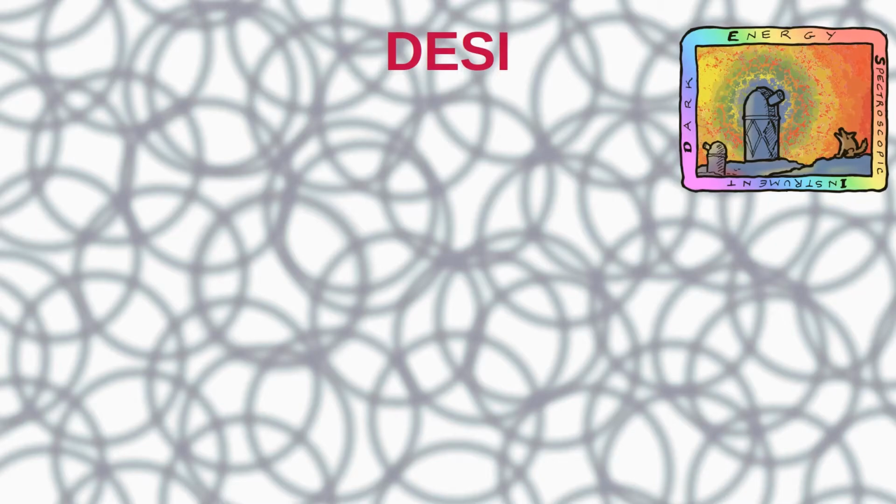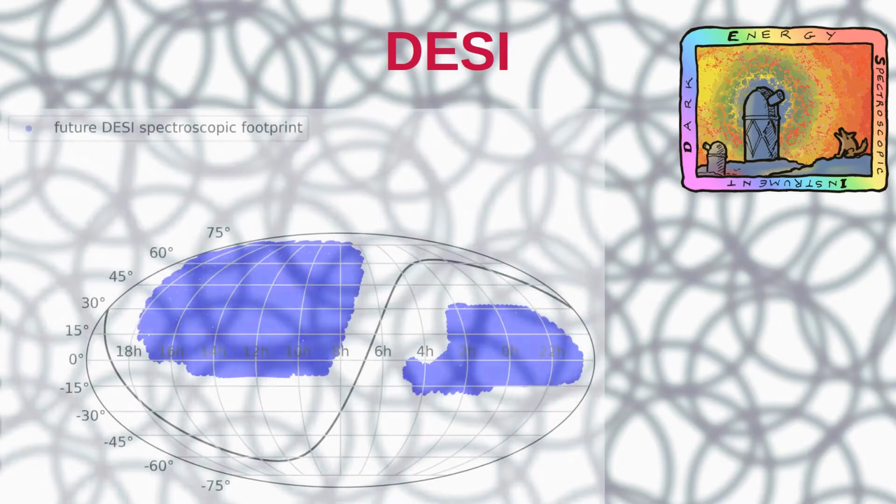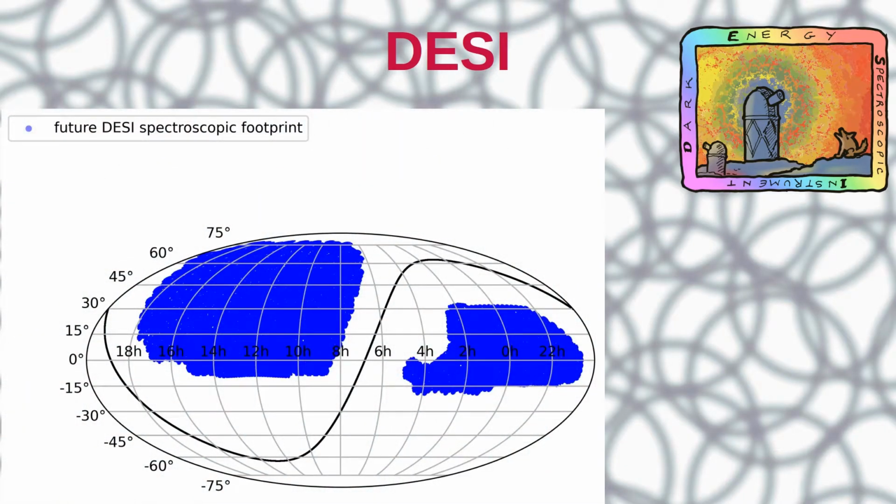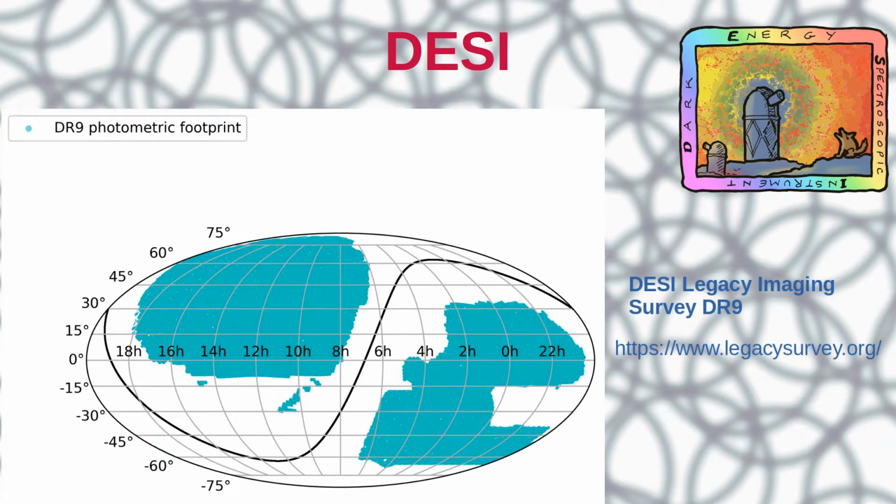DESI is a spectroscopic redshift survey that has begun its 5-year main observation run just about 2 months ago. It will eventually cover up to 14,000 square degrees of the sky. However, before one can run a spectroscopic survey, one needs to know where one has to point the fiber. To this end, the DESI Legacy Imaging Survey has been carried out to obtain photometric data for the DESI spectroscopic footprint and beyond. The data was collected using 3 different telescopes.